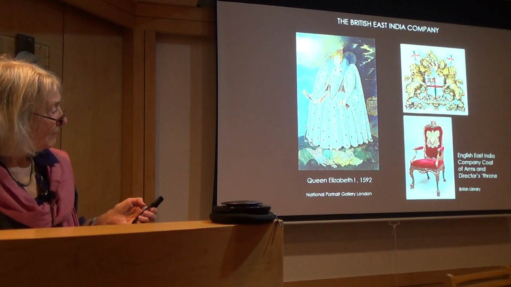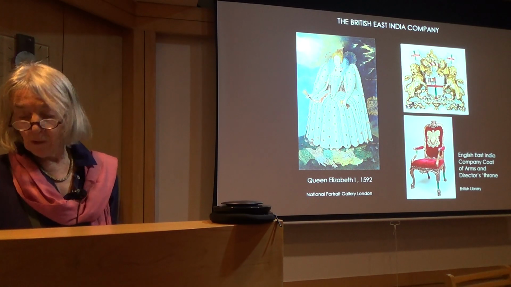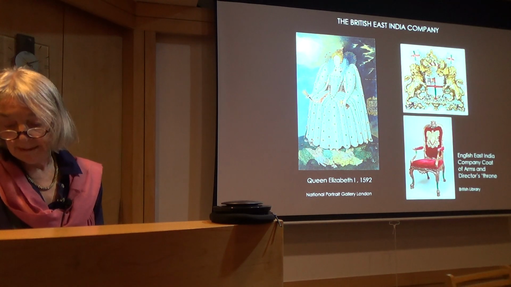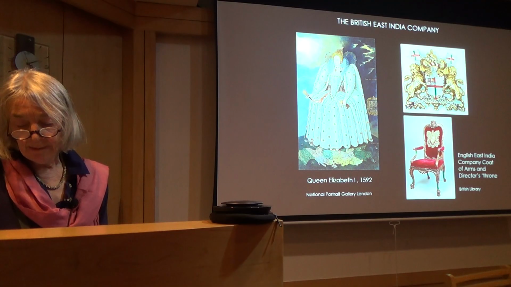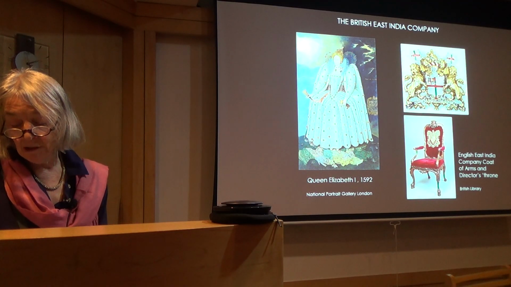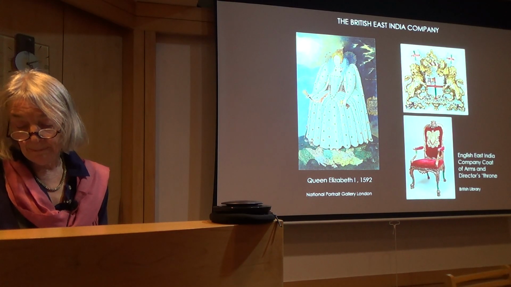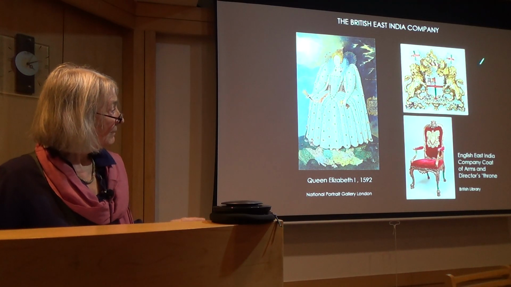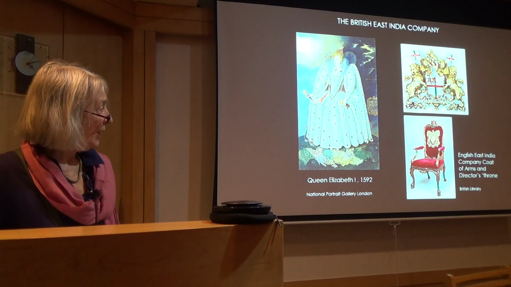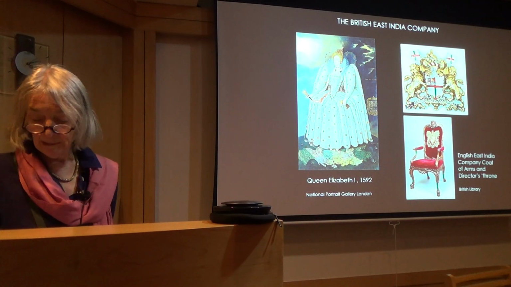So here we see Elizabeth standing ambitiously on a map of the world, because they also went to the Caribbean. And from its origins as an ambitious trading company, the East India Company became eventually increasingly militaristic and imperial, as you can see from the coat of arms here and the director's chair, both of which you can see in the British Library in London.